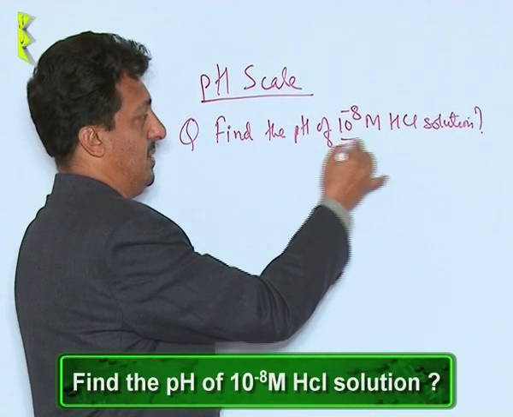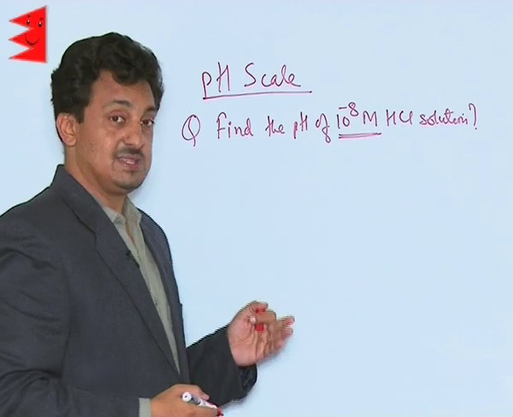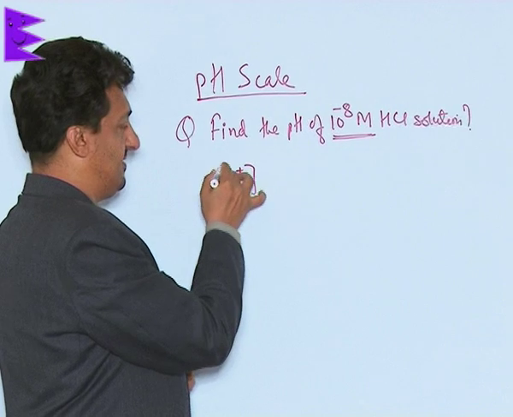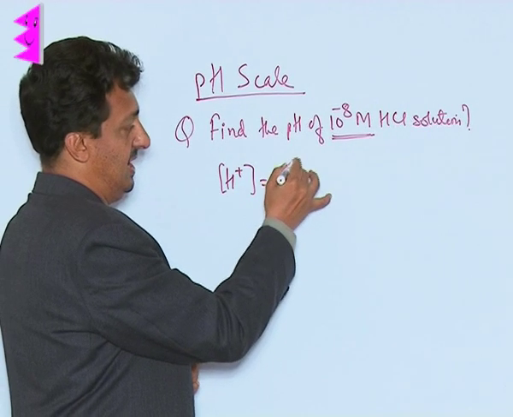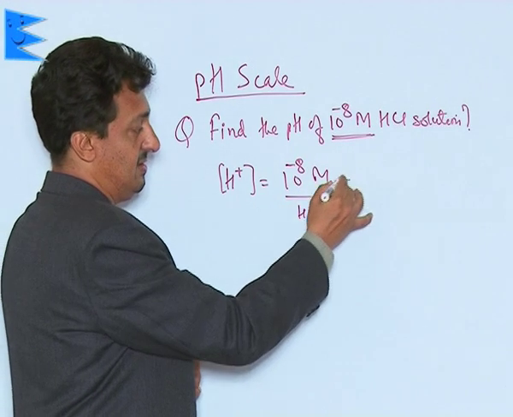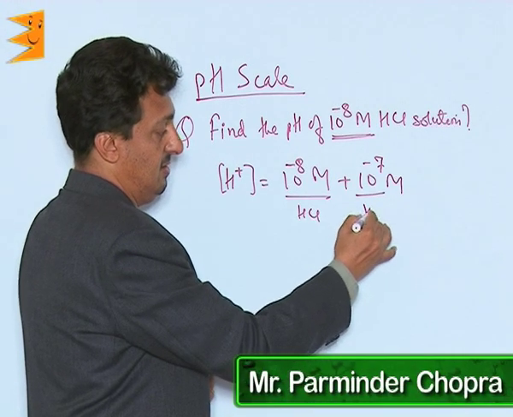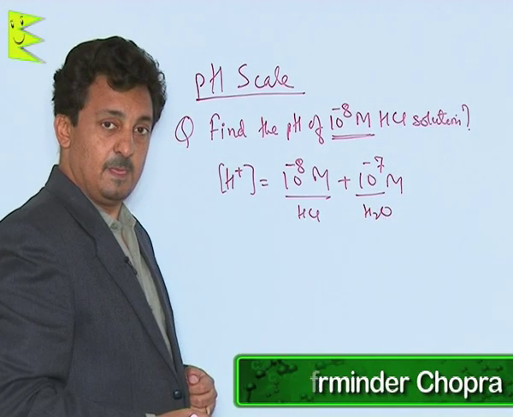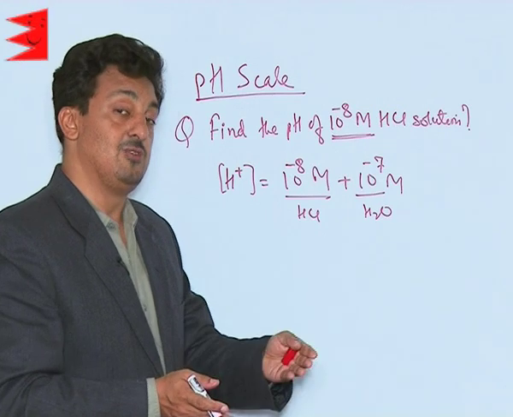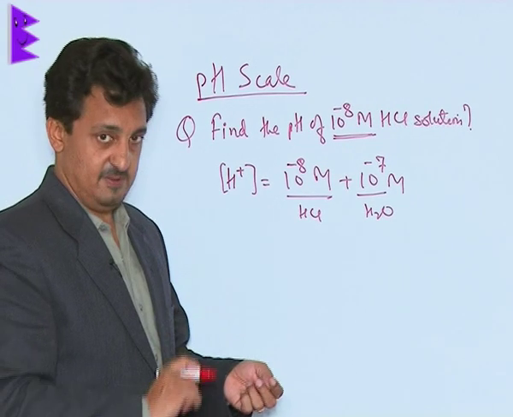The HCl given to us is 10 to the power minus 8 molar. See, this concentration is very small. If we have to find out H+ concentration, we will say it is 10 to the power minus 8 molar, which is actually from HCl. But now we have to add 10 to the power minus 7 molar from the water also, because the total number of H plus ions will be the sum of what is already available due to the dissociation of water and whatever has been provided by the HCl which we have added.